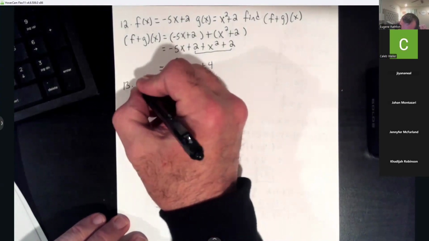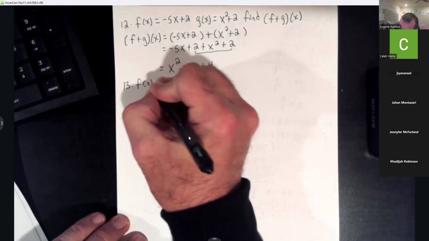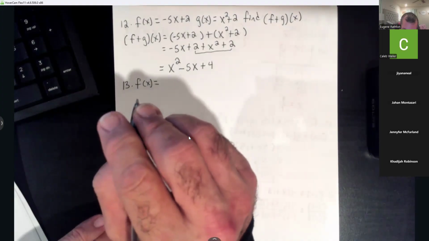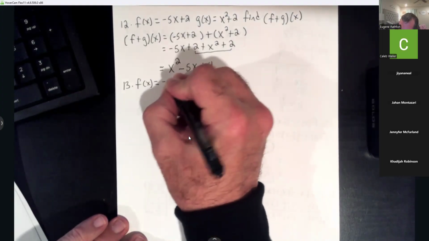All right, let's see this one. Another one. F of x is going to equal, oh, y'all, negative 4x plus 4.